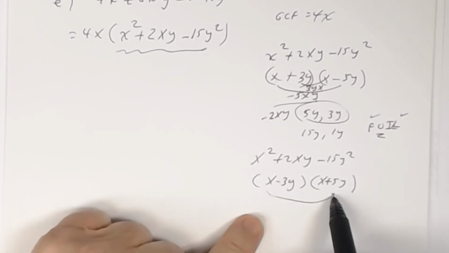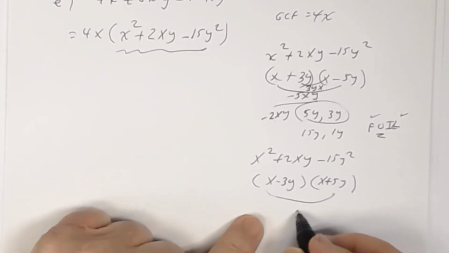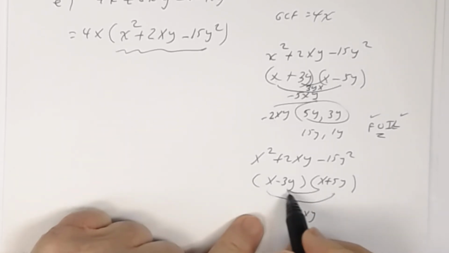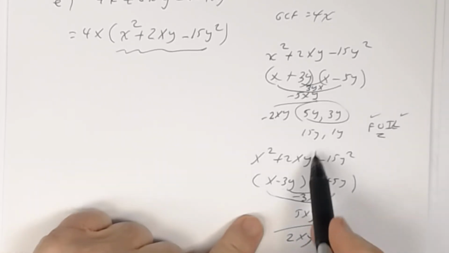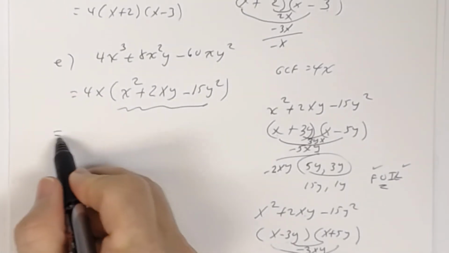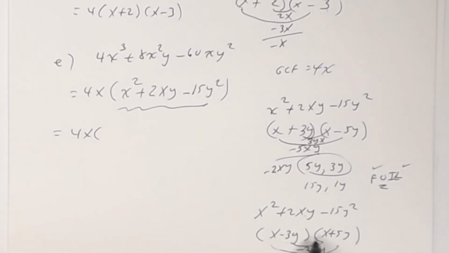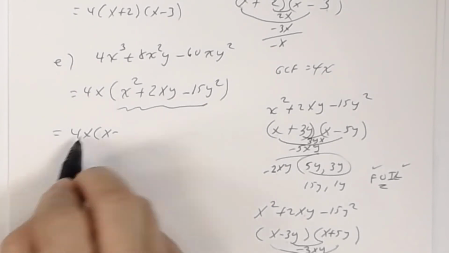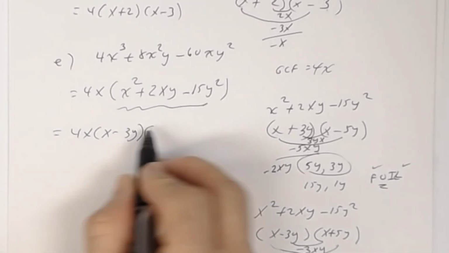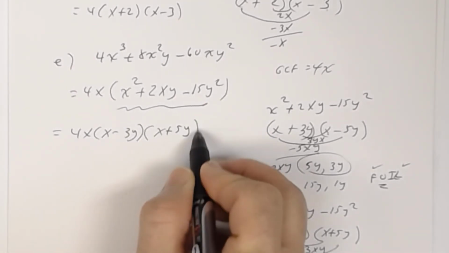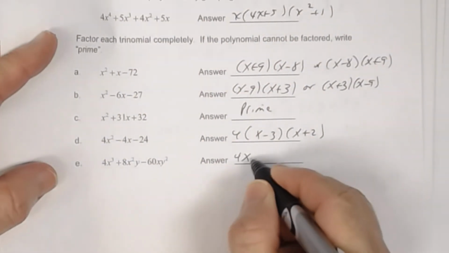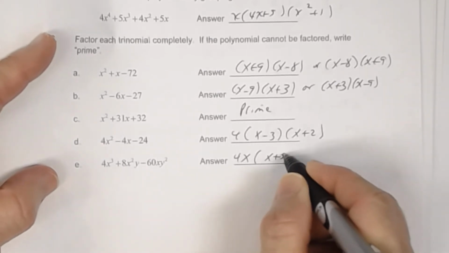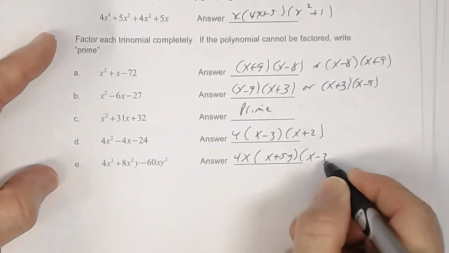The outer is x times 5y is 5xy. The inner, negative 3y times x is a negative 3xy. And when I add them up, a negative 3 and a positive 5 is 2, so you get 2xy. And that's what you wanted. So the answer then will be 4x times, and then these two factors, x minus 3y times x plus 5y. All right, and so that's the answer to letter E. So it'll be 4x times x plus 5y times x minus 3y.